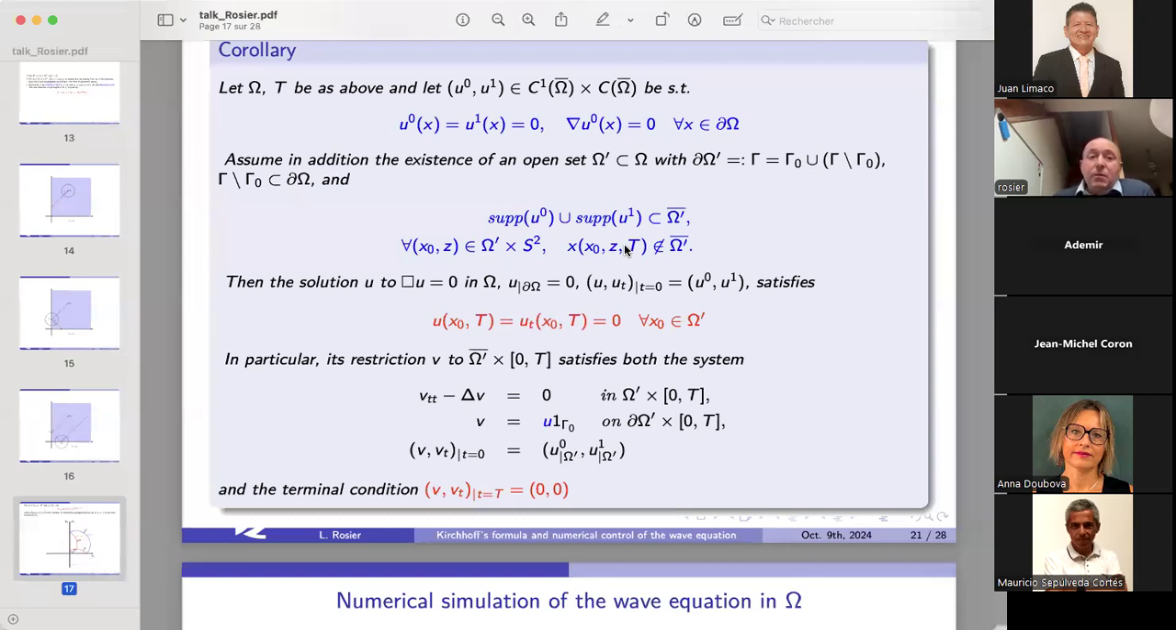Okay. Then, when we solve the control system of the wave equation with a Dirichlet boundary condition on the big domain omega, we know that in the small domain omega prime, it is 0 at time capital T. And so, if you take the restriction to omega prime times 0 to capital T, you solve your control problem. And for the control, you just have to take the trace of your previous solution on gamma 0.